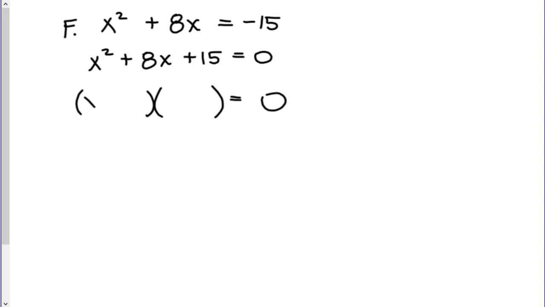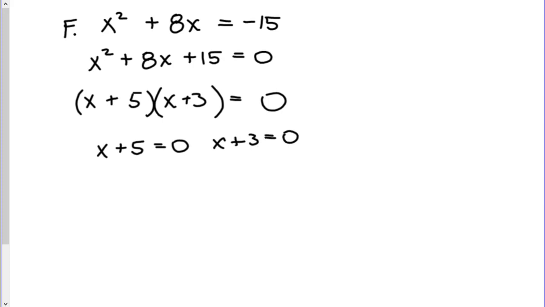All right, so 5 and 3 look like great possibilities. And those are, in fact, the factors. So these are the factors. The solutions occur when you set the factor equal to 0 and solve. So x equals negative 5, x equals negative 3.